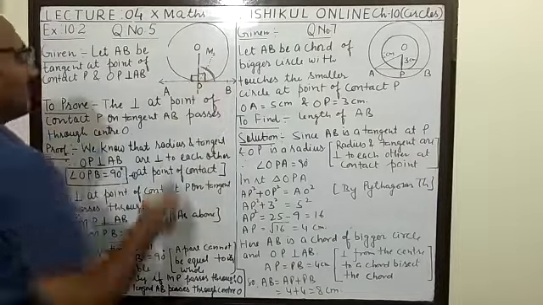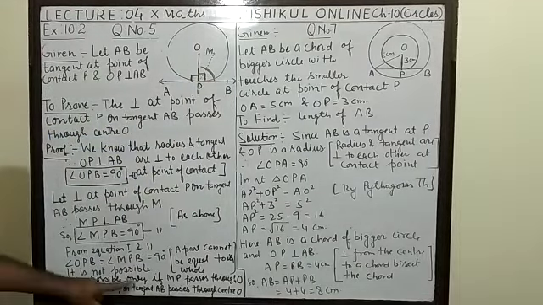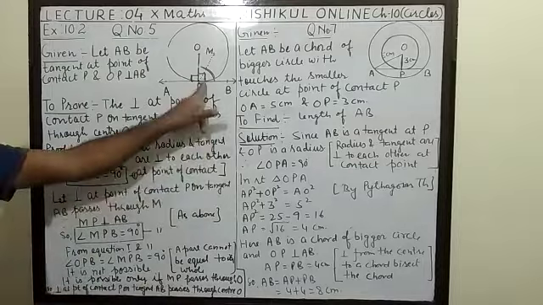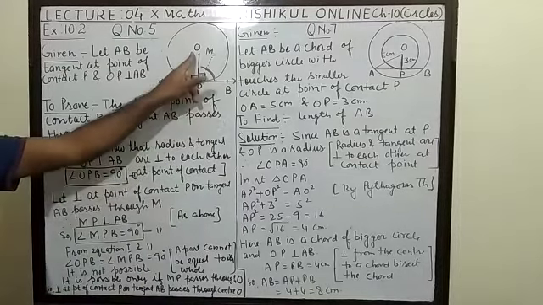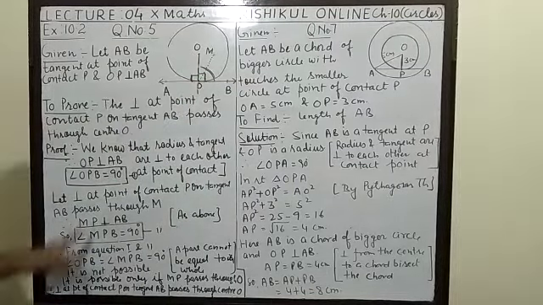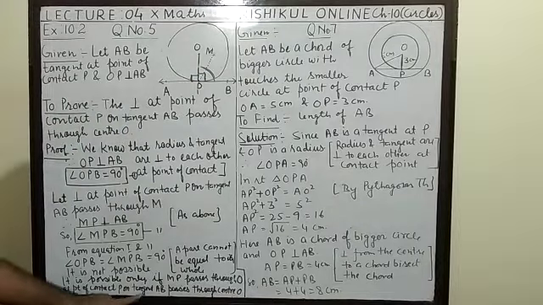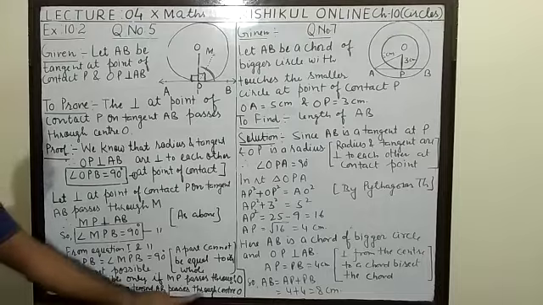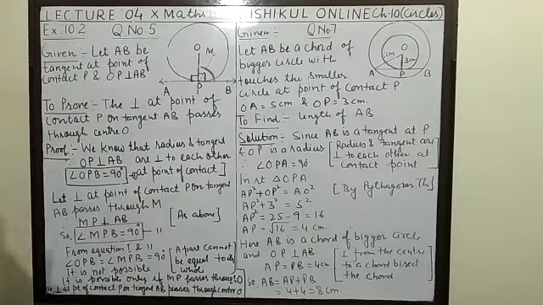Clear? So it is possible only if MP passes through center O. So you can say that the perpendicular at point of contact P on tangent AB passes through the center O only. It is clear? Now question number 7 is very easy.